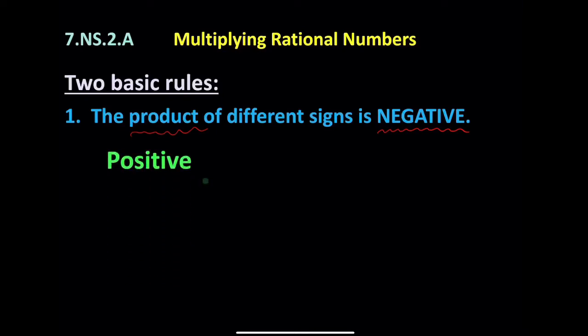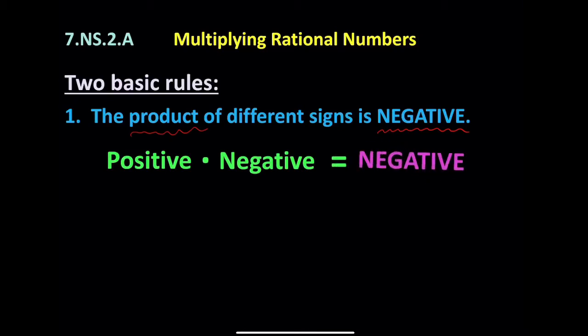So a positive times a negative, if they're different signs, is always going to be negative. It doesn't matter how big it is. It does not matter what the absolute value is of the numbers. What matters is if one number is positive and another number is negative, then it's always going to be negative, no matter what.